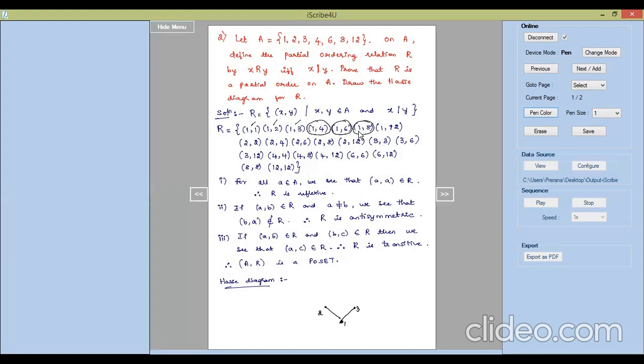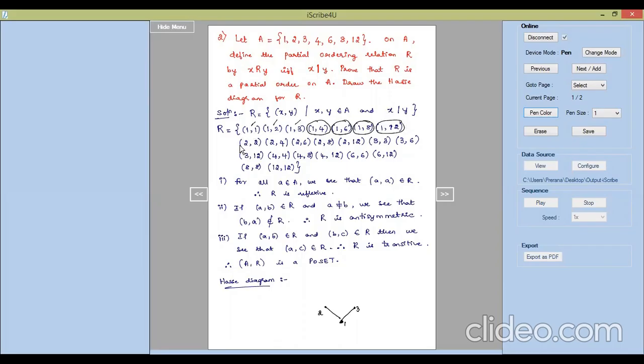We are not supposed to draw extra edges in the Hasse diagram. The minimum number of edges satisfying the transitivity property should be drawn. Then I have 1 comma 12. Again 1 comma 12 I need not draw explicitly because 1 to 3, 3 to 6, then 6 to 12. Correct? So 1 comma 3, 3 comma 6, 6 comma 12 will indirectly give us 1 comma 12. Again transitivity property. So we will not show 1 comma 12 explicitly.